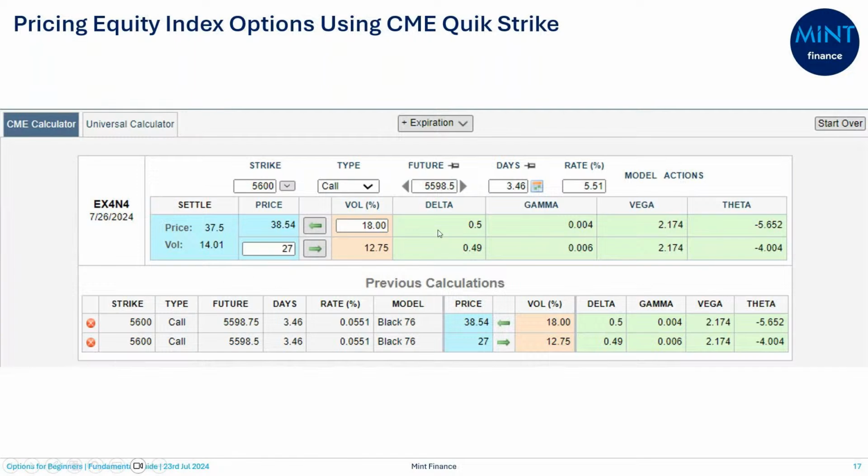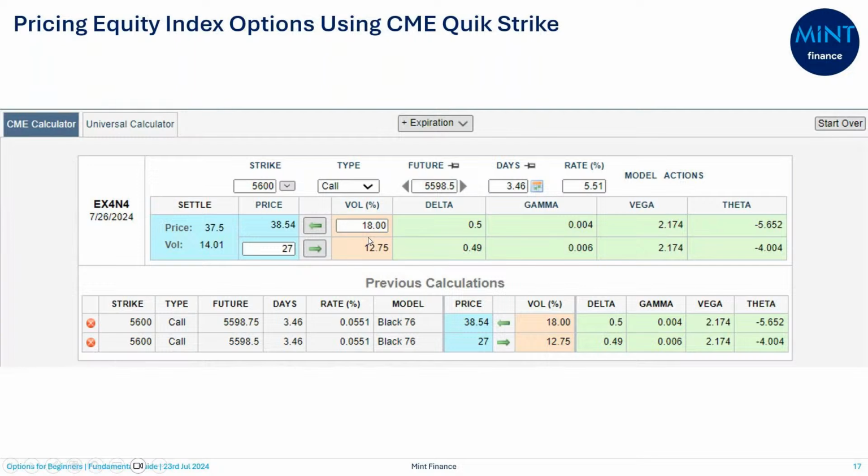So that's essentially letting us plug all of these values into this calculator, and it's going to give us the theoretical calculation out here. The price, as we can see, would be $38. So this option, with a strike price of 5,600, given an underlying price of 5,598 today, and expiry just 3 days from now, would only cost us $38 in premium.